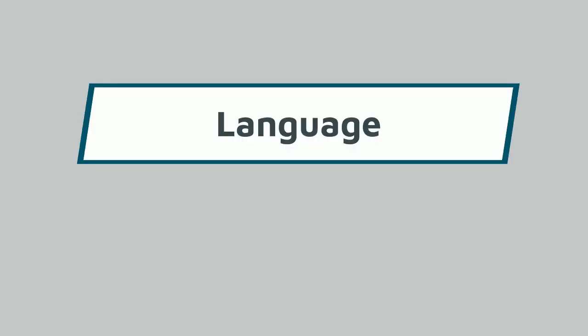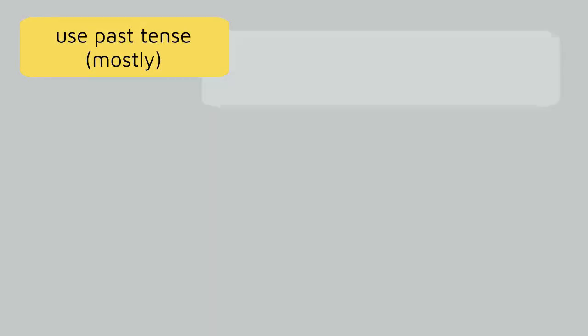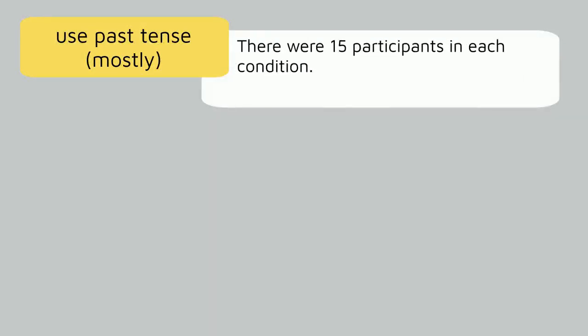We've looked at what to include in the method, so now let's look at the language used to say it. This section is about what you did. This is finished, so you'll mostly use the past tense. For example, there were 15 participants in each condition, or stimuli were played at 25 decibels.